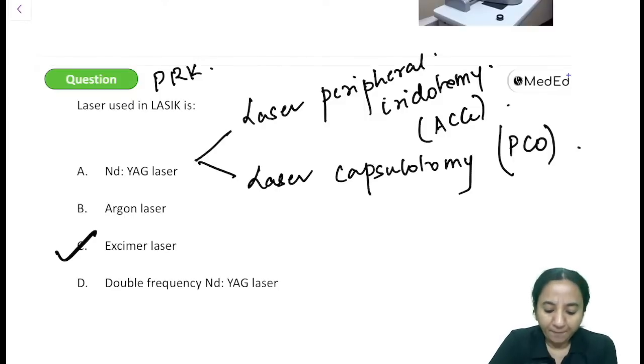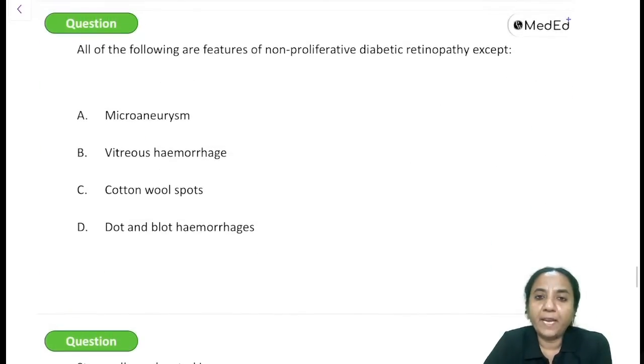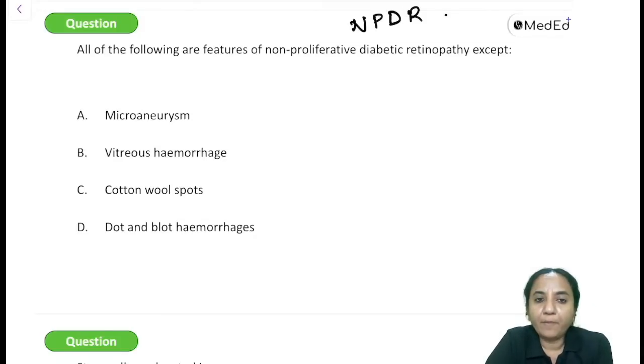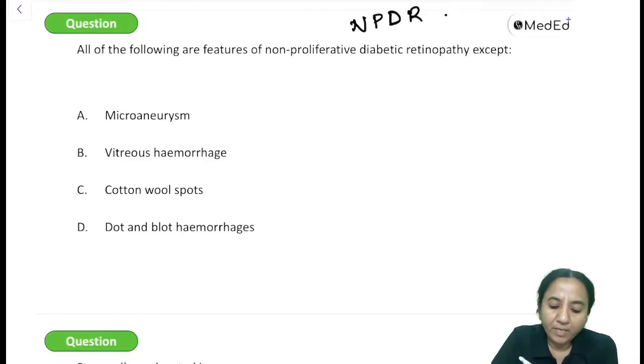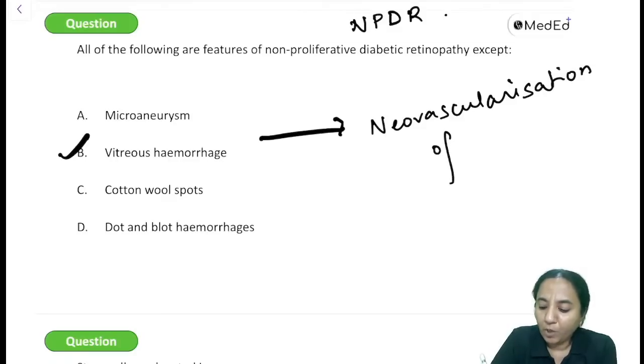Okay? Chalo? All of the following are features of NPDR, non-proliferative diabetic retinopathy, except: microaneurysm, vitreous hemorrhage, cotton wool spots, dot blot hemorrhages. Very simple question. Answer is vitreous hemorrhage. Why? Because vitreous hemorrhage comes after neovascularization. It is caused by neovascularization of the retina. These new blood vessels of the retina are the ones which rupture and give rise to vitreous hemorrhage.